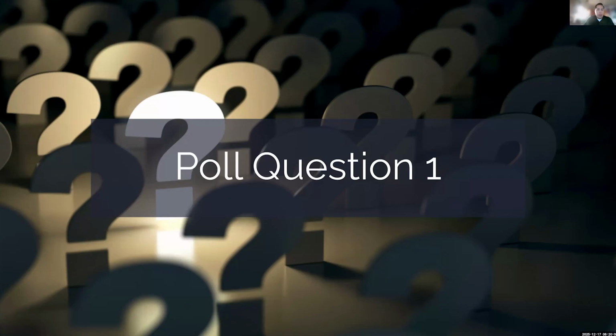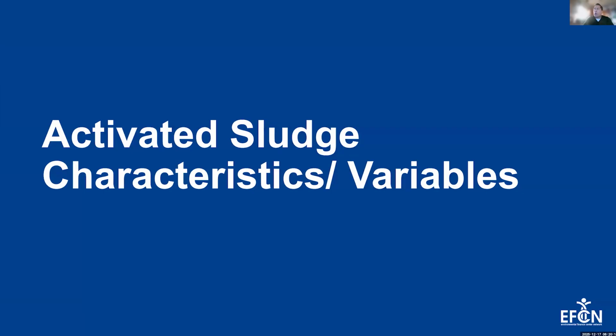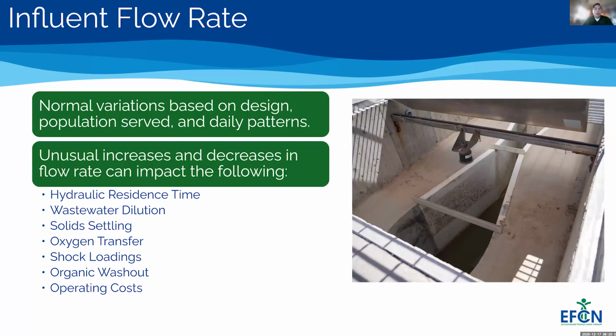Okay, so that brings us to our next section. In this section, we'll go more into detail about the characteristics and variables, how to troubleshoot some of those, and what they indicate in our activated sludge process. So we already talked about influent, some of the general overview we covered last webinar as well, with understanding our solids content and our organics content. But I do want to go into a little more about the influent flow rate and talk about how it can affect the activated sludge process.